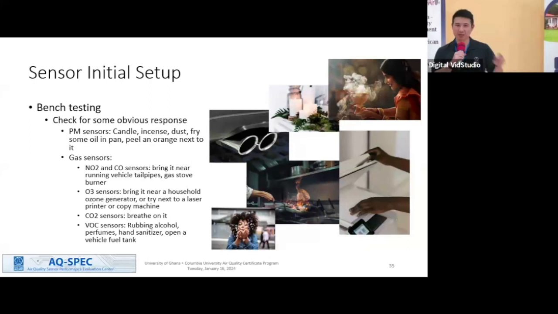Or that they're actually working, for example with an orange next to one of these PM sensors, and you should expect that there will be some kind of nominal response to that activity. For gas sensors, it really depends on the pollutant.